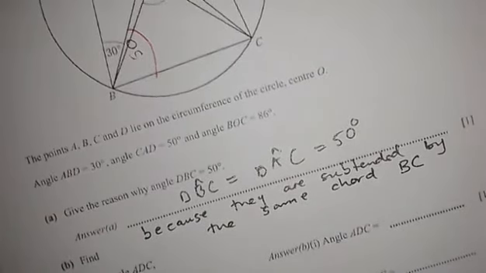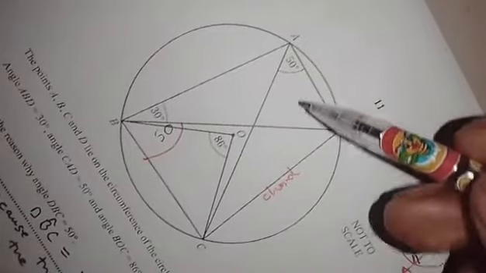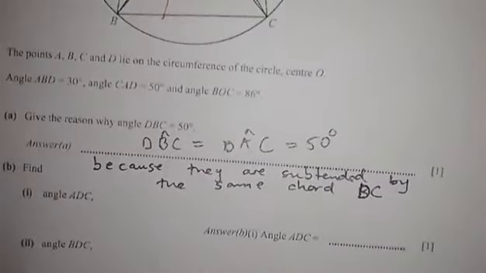Sorry, it's not BC. They are subtended by the same chord DC. So they are subtended by the same chord DC. You can notice that DC is subtending 50 and 50. Then you are home and dry.